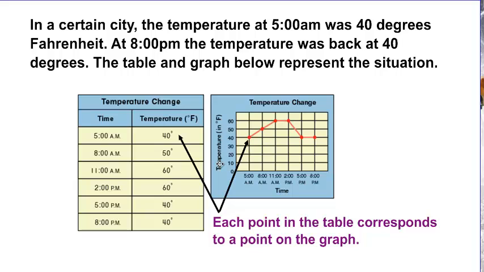Because temperature doesn't just jump from degree to degree and it steadily increases or decreases, we say that this is a continuous situation. It moves continuously as it changes. What I want you guys to pull out of this is how to compare a table to a graph. And again, looking at, for example, 2 o'clock and 60 degrees, we go to 2 o'clock on the x-axis, up to 60 degrees on the y-axis, and we find a point.